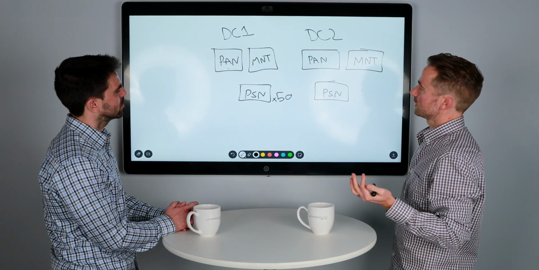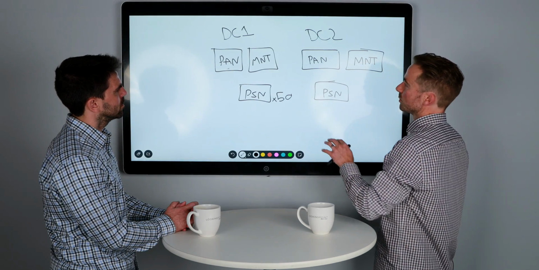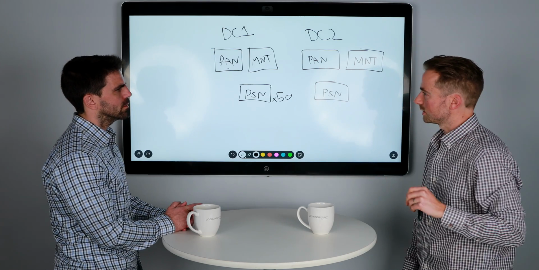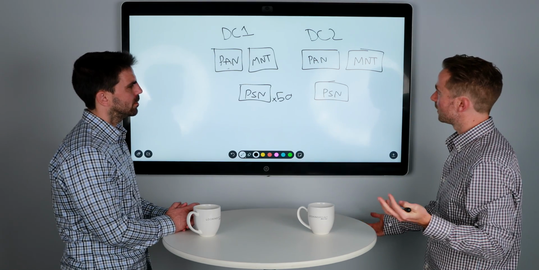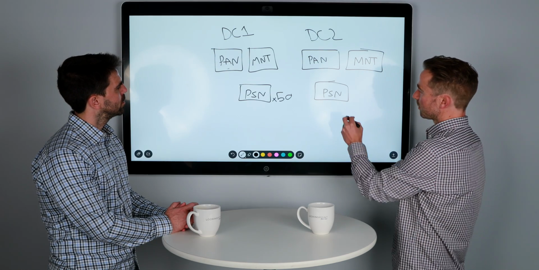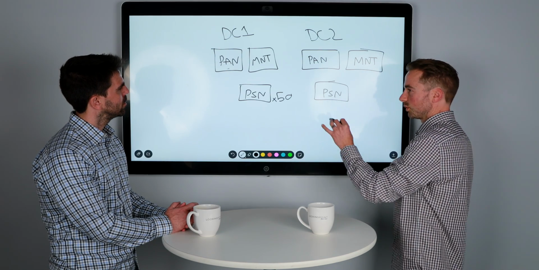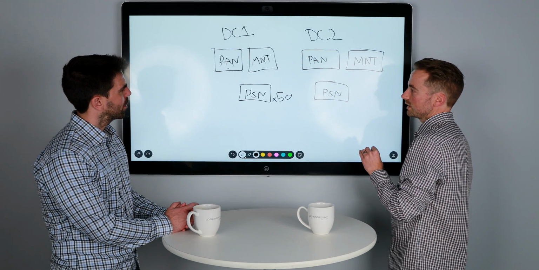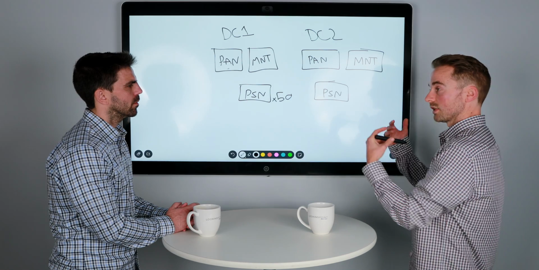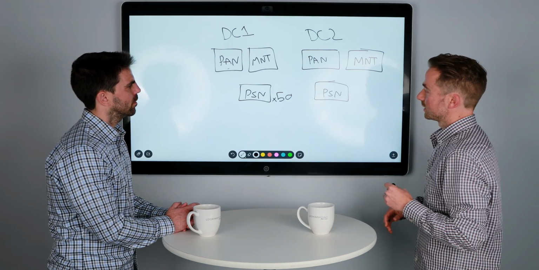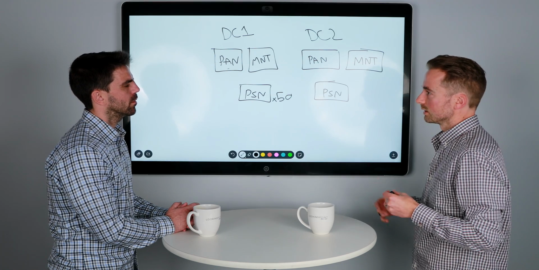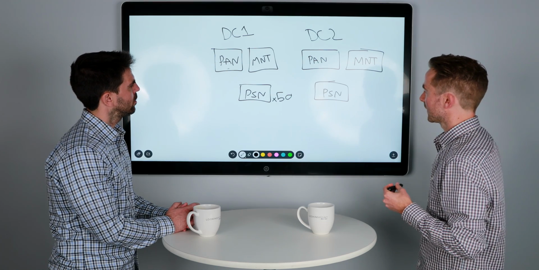So a common architecture that we see for a large deployment is we put our PAN and MNT nodes at two different geolocations in the customer's network, for fault tolerance reasons and disaster recovery reasons. And then the policy service nodes, these can be deployed anywhere in the network, right? So these can be local to the site if you want to have local authentication services. You can have some deployed at your data centers to provide central authentication services. That's really where the art of designing your ICE system comes into play.